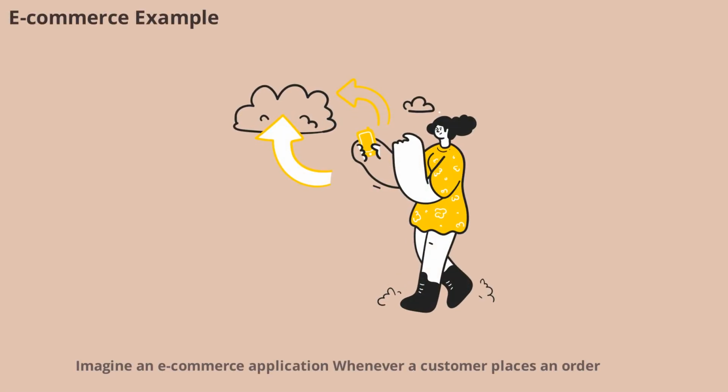Imagine an e-commerce application. Whenever a customer places an order, the producer sends an order-placed message to Kafka. The broker stores this message until a consumer is ready to process it. This setup ensures that no order is lost, even if the consumer is temporarily busy. It's a reliable way to handle high volumes of transactions, especially during peak shopping times.